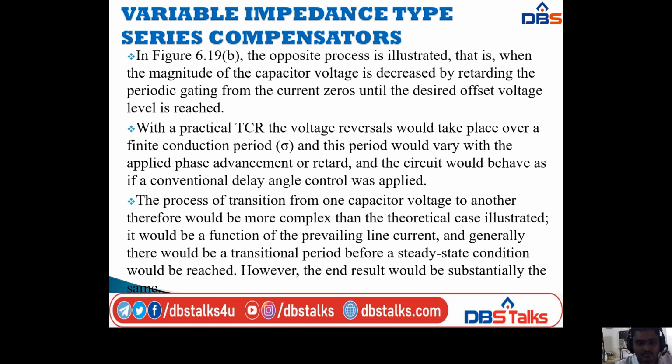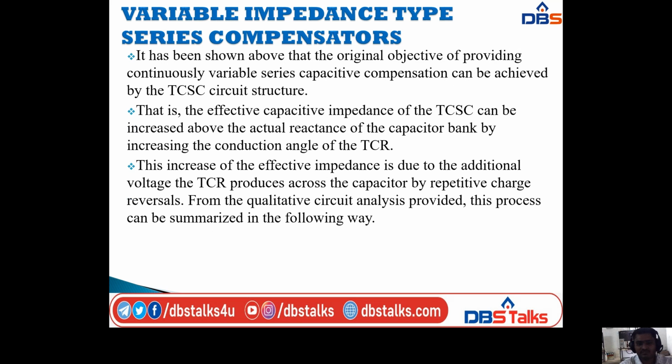So the process of transition from one capacitor voltage to another will be more complex than the theoretical case illustrated. It would be a function of the prevailing line current, and generally there would be a transitional period before a steady state condition would be reached. However, the end result would be substantially the same. So from those two diagrams, it has been shown that the original objective of providing continuously variable series capacitor compensation can be achieved by the TCSC circuit structure.